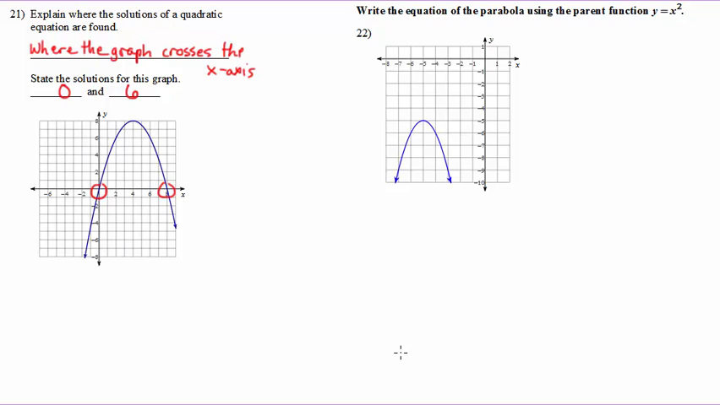Our vertex is the top of that parabola, but it doesn't want us to find that. So don't accidentally put that thinking that's the answer, because it's not.